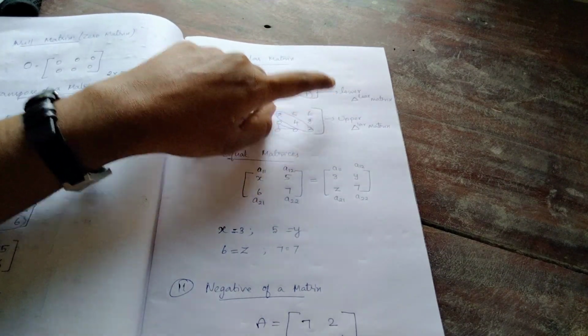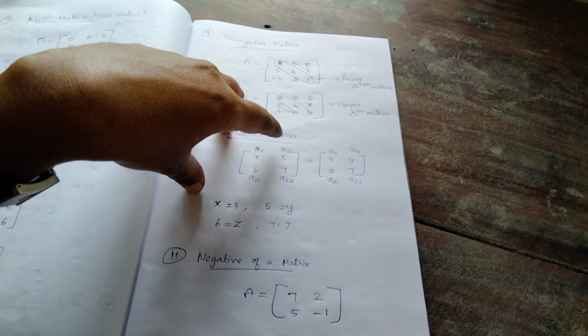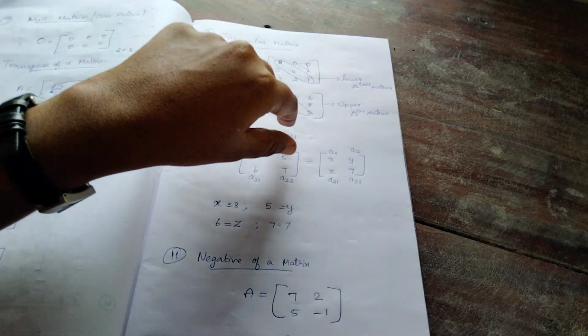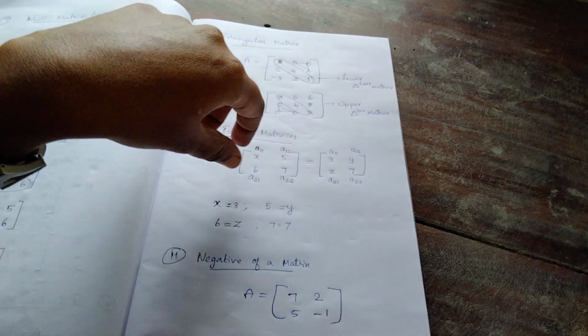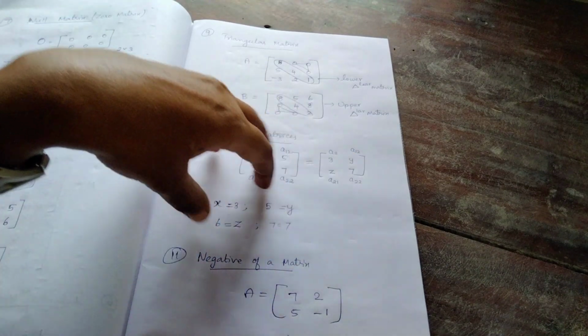So lower triangular matrix. Then equal matrices means two matrices are said to be equal if each entry is equal. A11 should be equal to A11. Here A12 equal to A12. Then A21 equal to this and this is also equal to this. That's why we wrote like this.